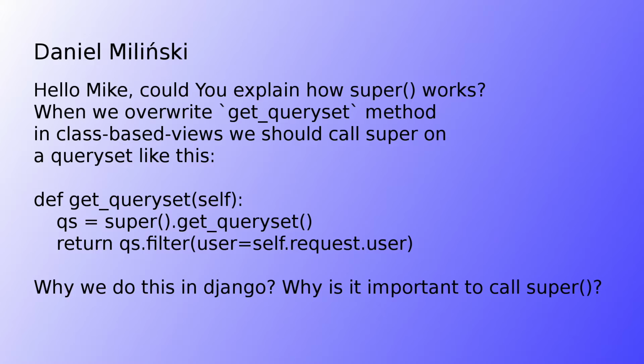So this week we've got 2 items, 1 question and a featured module. Our first question is from Daniel Milinski, and he says, "Hello Mike, could you explain how super works? When you overwrite getQuerySet method in class-based views, we should call super on a query set like this." And then he gives the code below. So why do we do this in Django, and why is it important to call super?